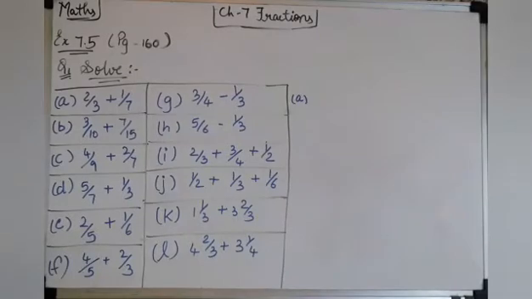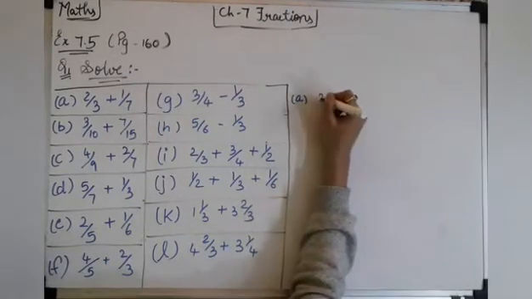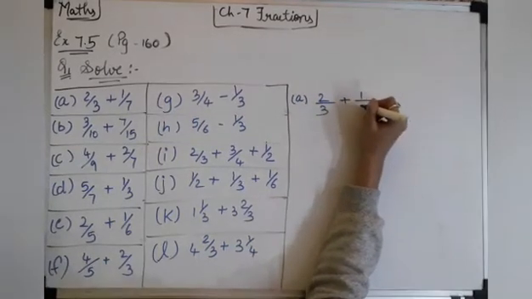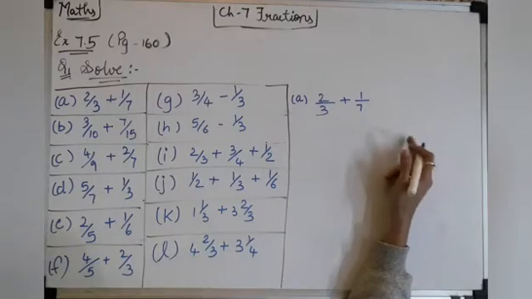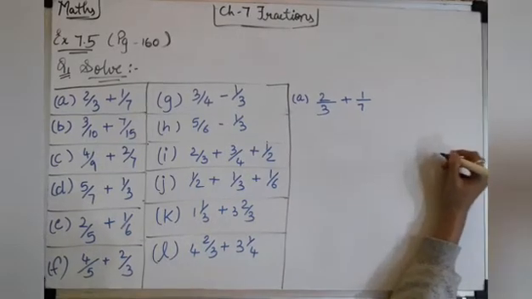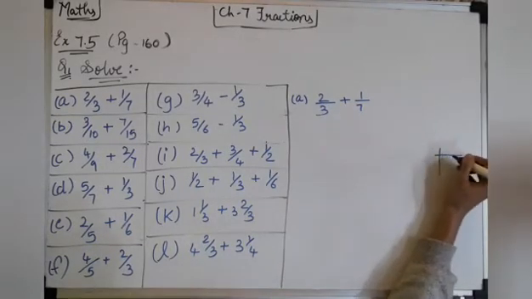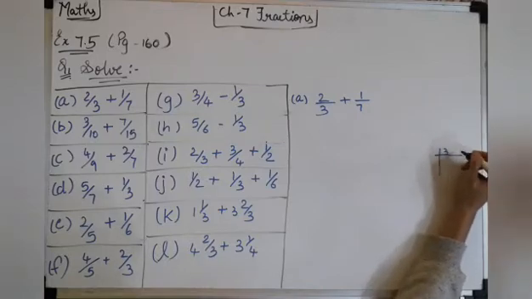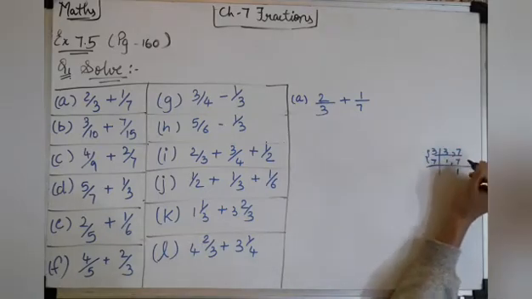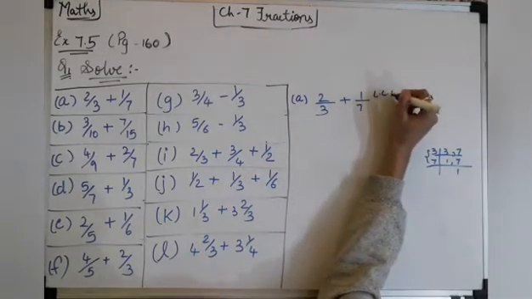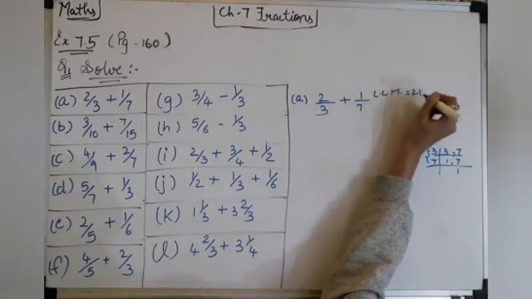First, what is written: 2 upon 3 plus 1 upon 7. These are unlike fractions, numerator and denominator both are different. We will take out the LCM. 3 ones are 3, in the 3 table 7 is not coming, and then 7 ones are 7. So 3 sevens are 21. So we got the LCM 21.